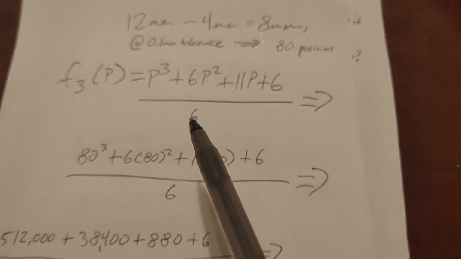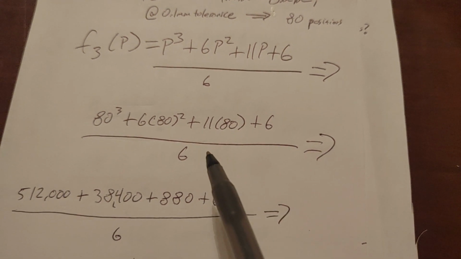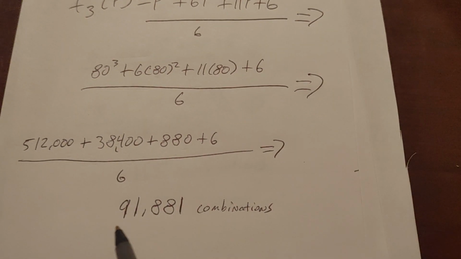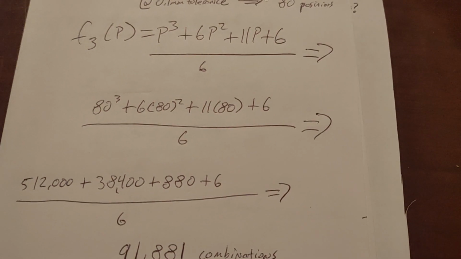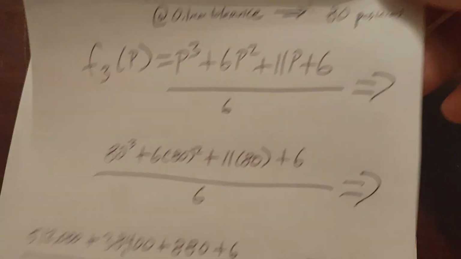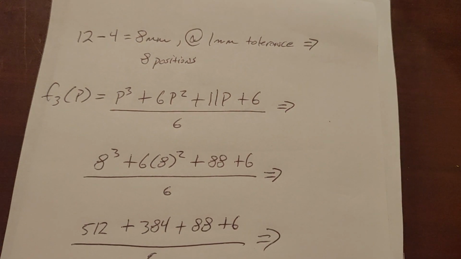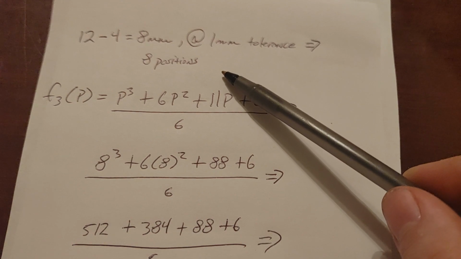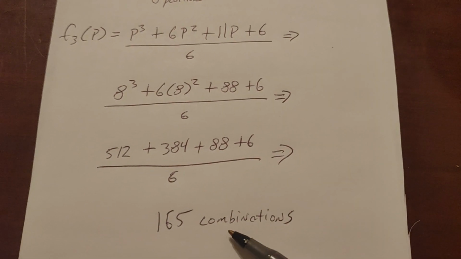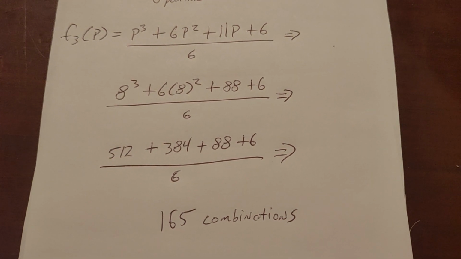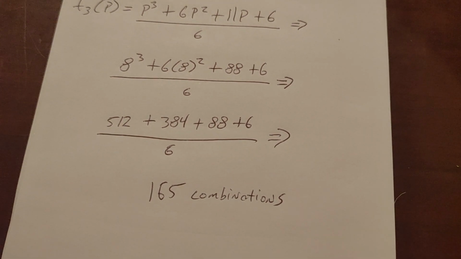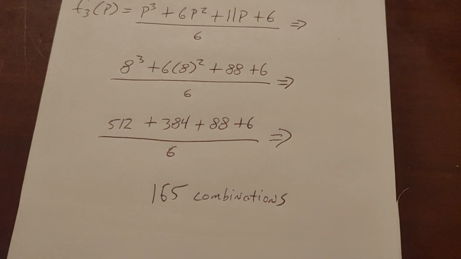So if we plug that in for F3, you can see the math here. The number I got was 91,881 combinations, if that 0.1 millimeter is the tolerance. I was curious what it might look like if we tried some other values. So I did a 1 millimeter tolerance, where we only have 8 possible positions. You can see going through the math again, in this case, we get 165 combinations, a much smaller number. But I think 165 combinations is still a large enough number that most people aren't going to want to buy a master key set or a tryout key set of 165 combinations.